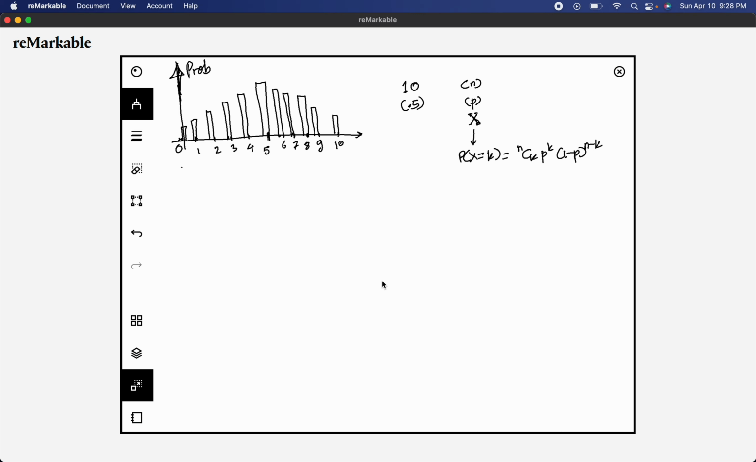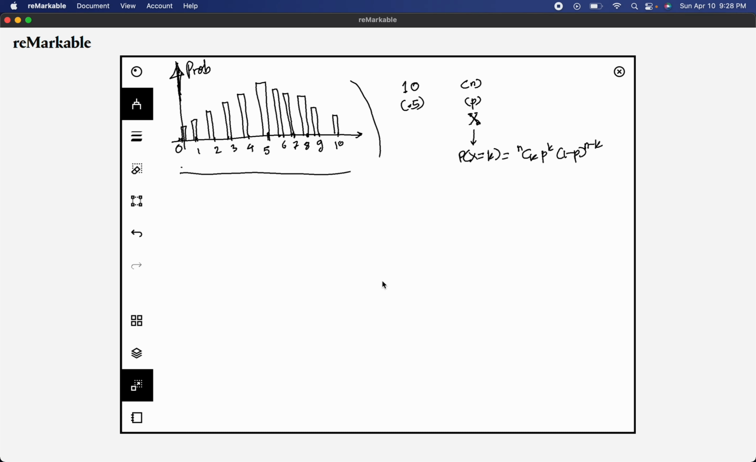Here, I've drawn this for n equal to 10 and p equal to 0.5. You can have 0 heads when you toss 10 times, 1 head, and so on. The probability you'll see 5 heads is the largest, but you could see 4 heads, 6 heads, etc. So this is the binomial distribution.